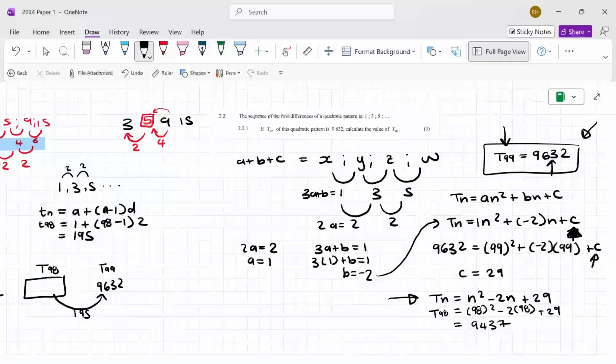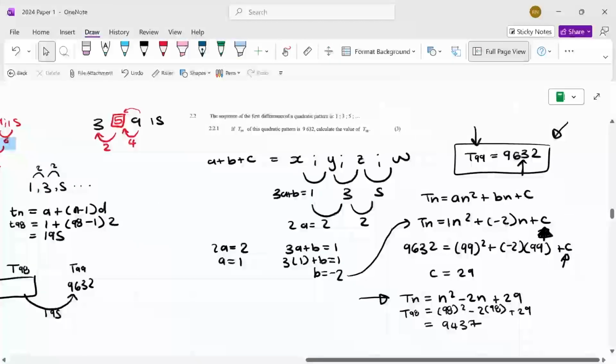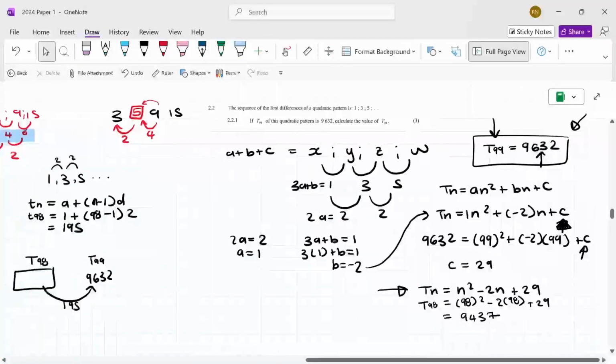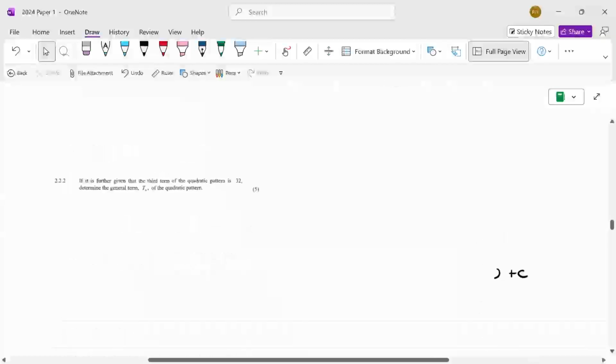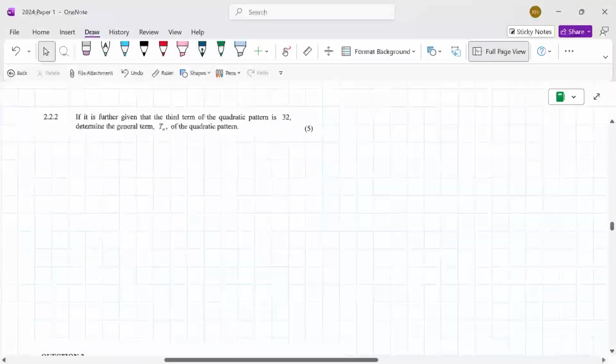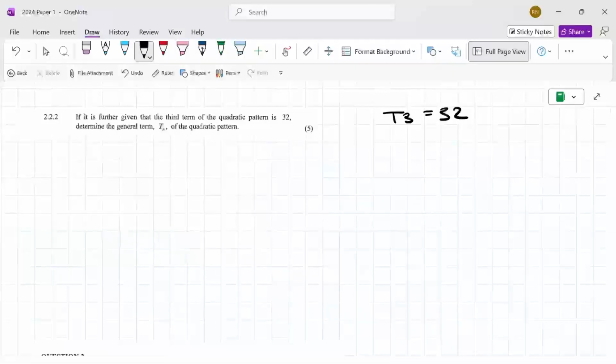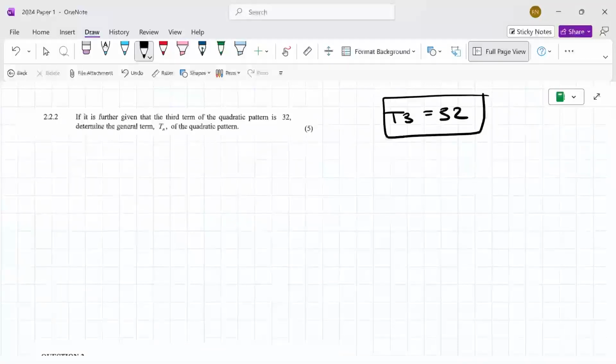Okay. So this method comes up again, right? Because they then ask you, it is further given that the third term of the quadratic sequence, so T3, is 32. Determine the general term. Now, we didn't really need this information because in our previous question we just used the fact that T99 was equal to 9632.